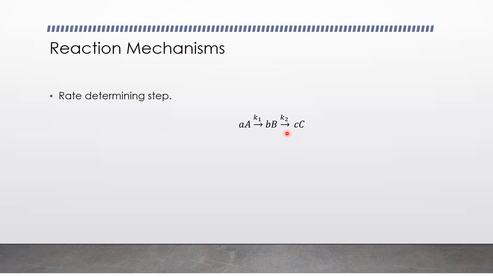Now, if K2 is much faster and K1 is a slow process, then it'll take a while for B to produce, but as soon as we get B, it'll immediately move on to produce our C. And so the idea is the slowest step is our rate determining step here, and so we can kind of see how the concentrations versus time are going to change. And it is really just a matter of evaluating data here more than anything else.